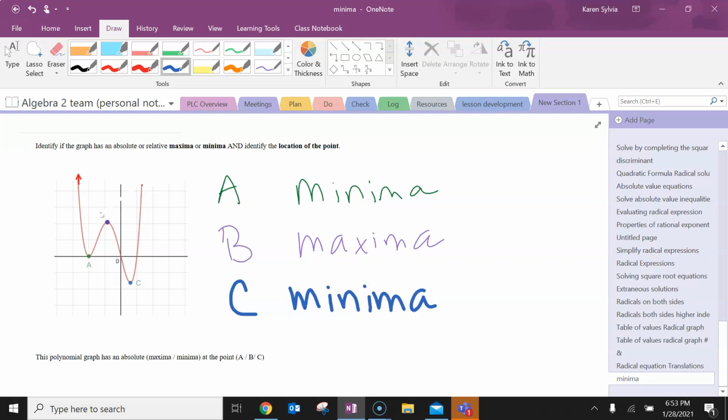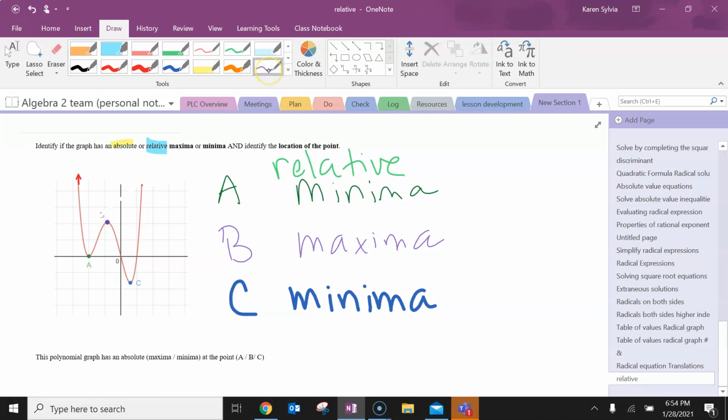However, we want to consider which one might be absolute or relative. The absolute is the lowest point on the graph, complete. Is there any point lower than point A? Well, we can see that this entire set of values is lower than A is. So A, because of that, is considered to be a relative minima.